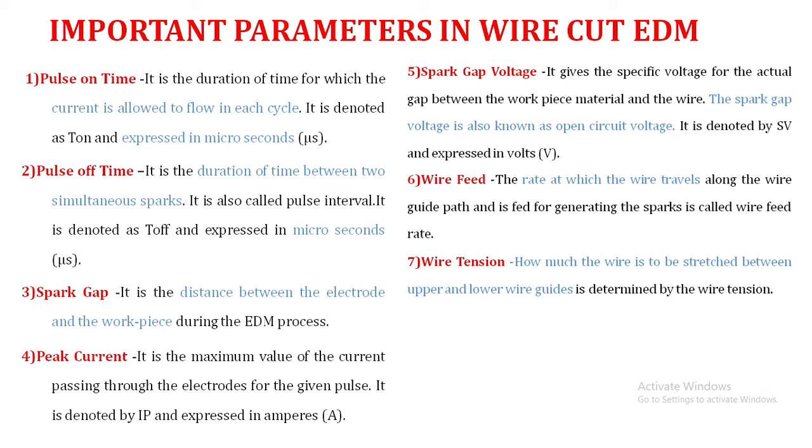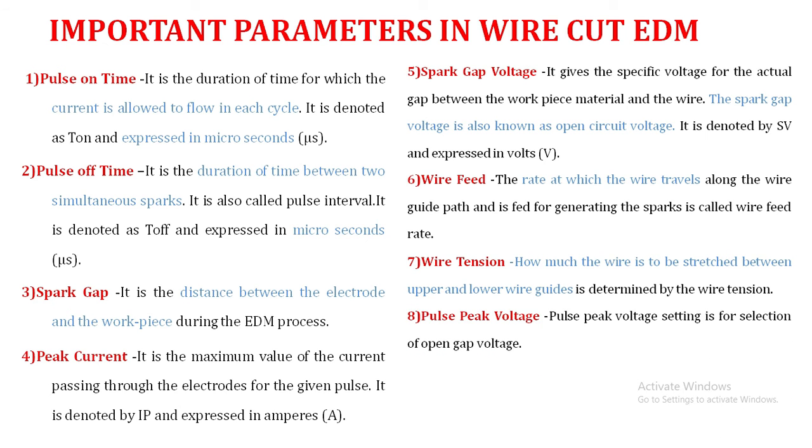Next, wire tension. This is a very important parameter of a wire EDM process, because how much the wire is stretched between the upper and lower wire guides is determined by the wire tension. If you properly maintain the tension between the upper guide and lower guide, only then will proper machining be carried out in that region. If you unnecessarily reduce the tension of the wire, no material is removed from the workpiece surface. That's why wire tension is an important parameter.